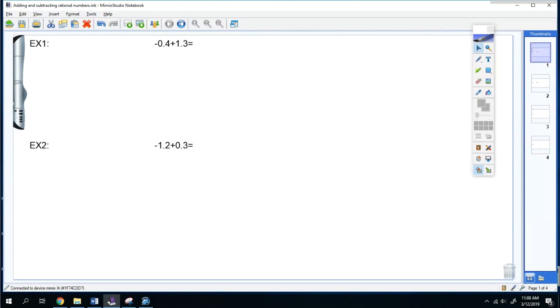All right, so today we're going to be adding and subtracting rational numbers. So rational numbers are fractions, decimals, negatives, positives. So the first example we're going to do is negative 0.4 plus 1.3.